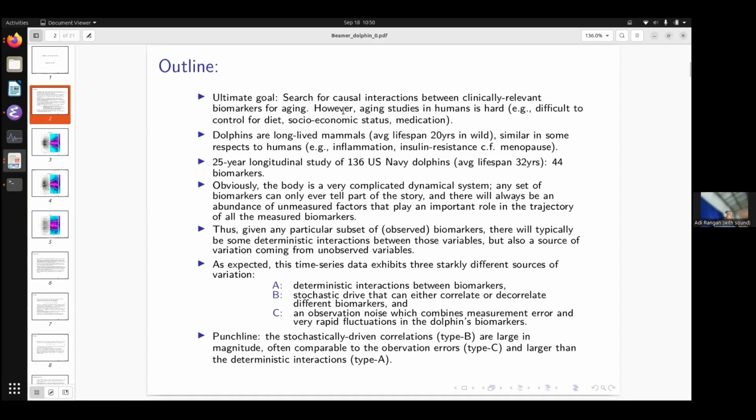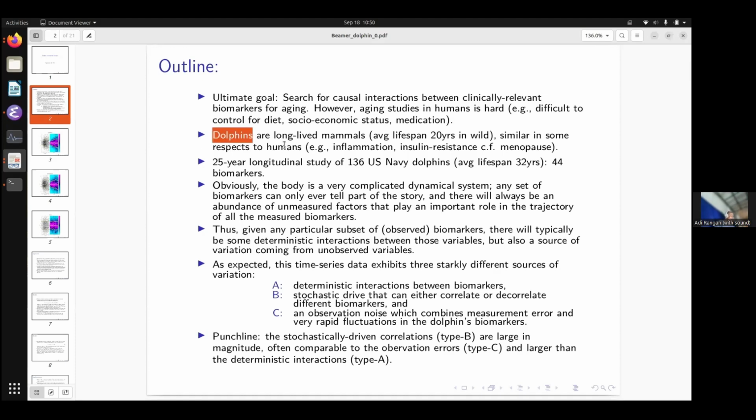Okay? The trouble is, setting up an aging study in actual humans is really hard because there are so many different environmental effects that influence how people age and how their biomarkers manifest. So, for instance, a study in humans is going to involve lots of different humans with different diets, different socioeconomic backgrounds, different incomes, different medication histories, and so forth. And it's really hard to control for all those things.